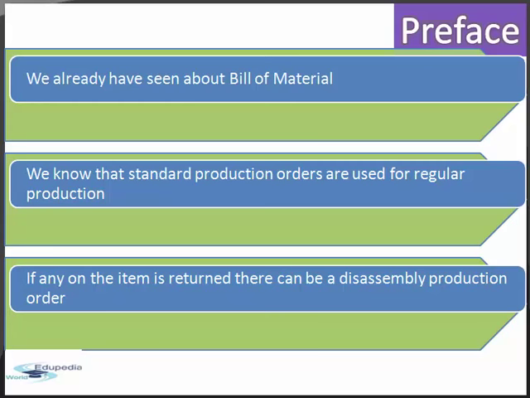Now, if the customer returns the printer for whatever reason, a disassembly production order can be used to dismantle the item and return the parts to the stock. If a custom item is produced, we need to have a special production order.